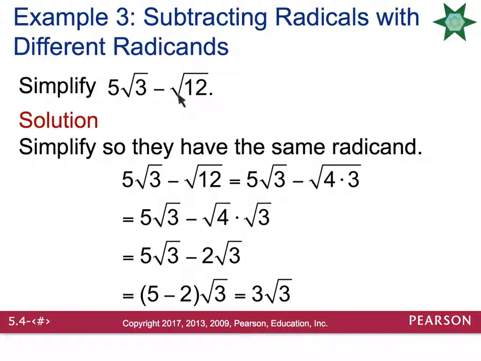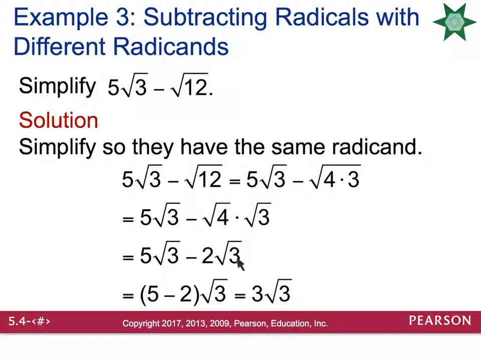Let's start with this: 5 times the square root of 3 minus the square root of 12. Now we can't combine these because they're not the same radical, right? These are not considered like radicals. But we can take our square root of 12 and write it as the square root of 4 times 3, which is the square root of 4 times the square root of 3. We're looking for the highest perfect square that goes into that. And then the square root of 4 is just 2. So now our square root of 12 becomes 2 times the square root of 3.